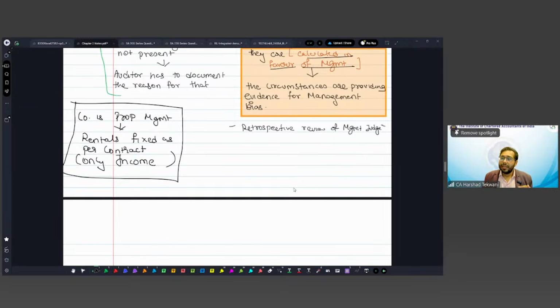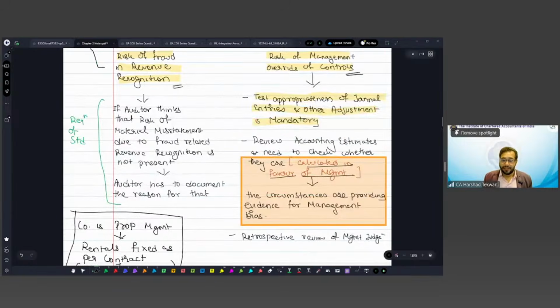So the standard gives me an option for these kinds of scenarios to say that the risk of fraud in revenue recognition is not present. The standard says you check if there is a risk of fraud or not. You can go back and say, I don't feel there is a risk of fraud. You can remove that risk. But for that, you have to document the reason. Yes, you can say fraud risk related to revenue recognition is not present.